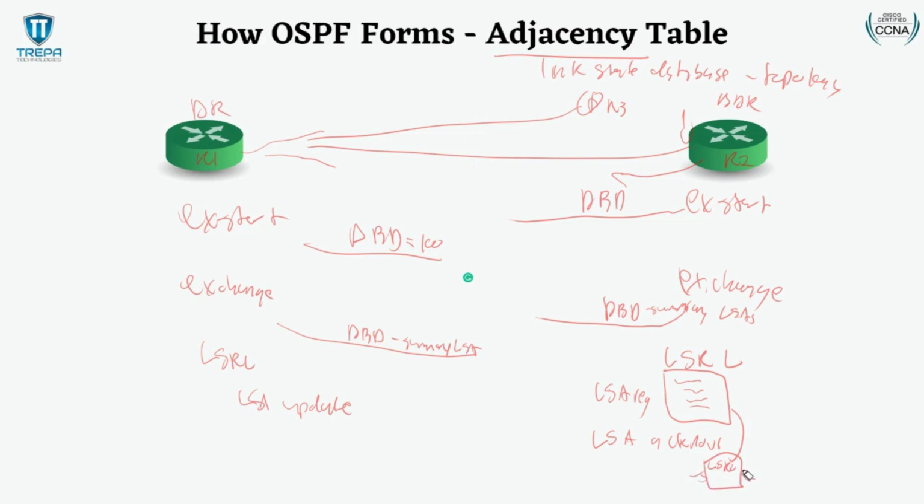And then once it's empty, and once the DR sees that all the link state request lists are empty, we're going to head into a full state. Or excuse me, a full state. And once we're in that full state, that means now our routes can be placed into the global routing table.